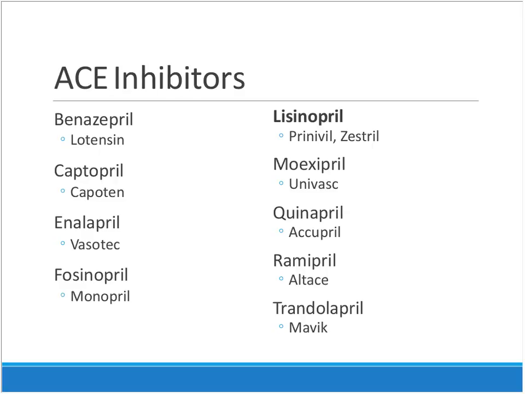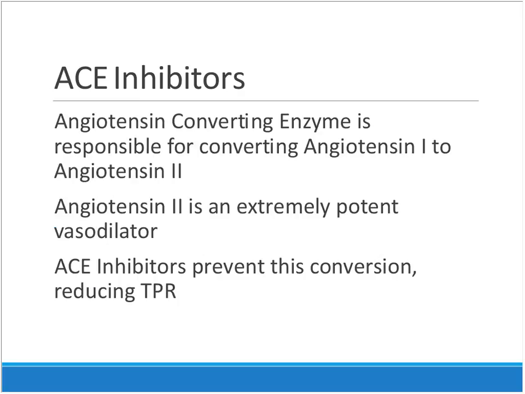Next, I'm going to speak about ACE inhibitors. So ACE inhibitors all end in pril, so benazepril, lisinopril, captopril. Lisinopril is definitely a major one of this particular group. And ACE inhibitors work by, well, they inhibit ACE, which is an abbreviation for angiotensin-converting enzyme.